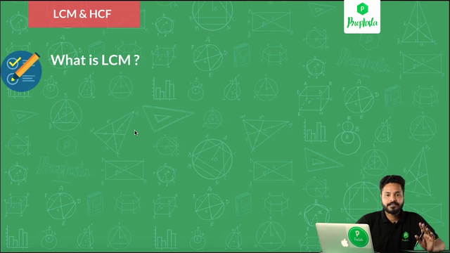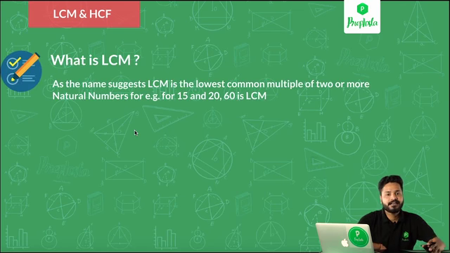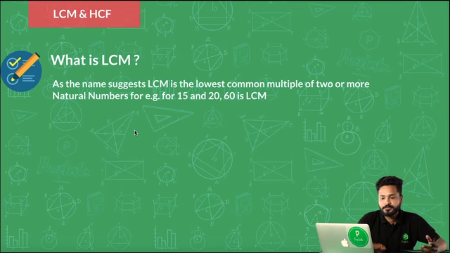So what is LCM? As the name suggests, least common multiple or lowest common multiple. So LCM of two numbers is nothing but the lowest common multiple, right? For example, for 15 and 20, the lowest common multiple is 60, which means that 60 is divisible by both 15 and 20, right? We'll see how to find the LCM in the coming slides.